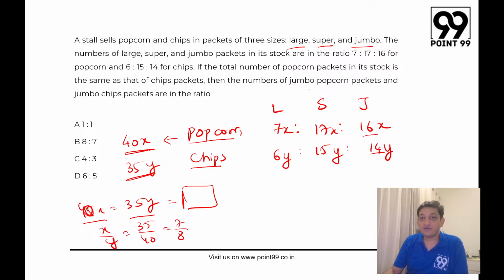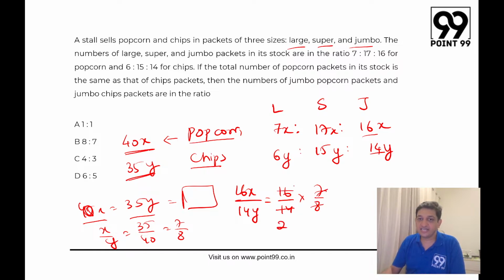क्वेश्चन क्या पूछ रहे हैं मेरे से, नंबर ऑफ जंबो पॉपकॉर्न पैकेट्स मतलब 16x and जंबो चिप्स पैकेट्स 14y, तो ये रेशियो कितना है ये पूछा हुआ है। Very easy, 16/14 into x/y, बट x/y क्या है, 7/8 है, तो 7/8 is what you are going to get. So you'll get 7 2s are 14, 8 2s are 16 और 2 cancel हो जाएगा. So your answer is going to be 1:1. So the correct answer here is going to be option A, that is 1:1.